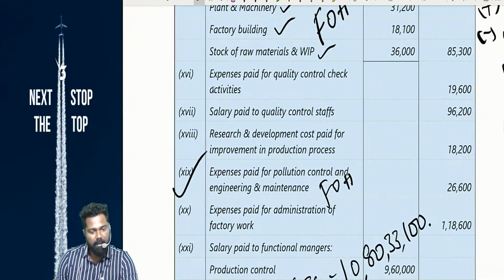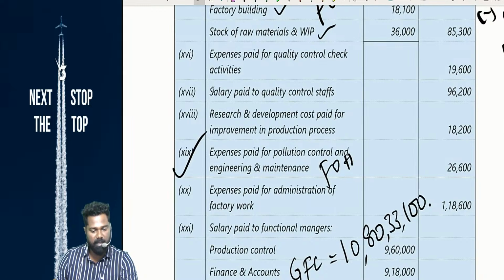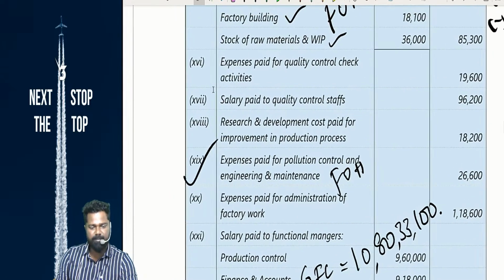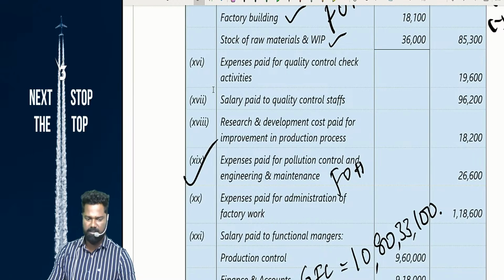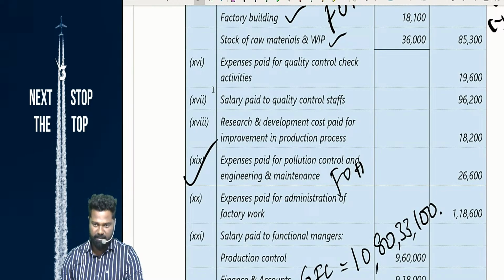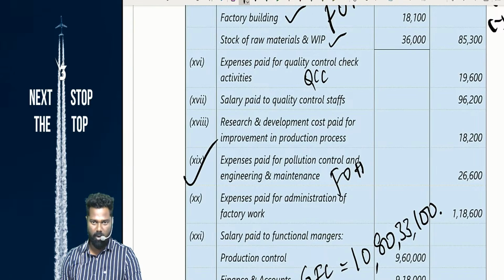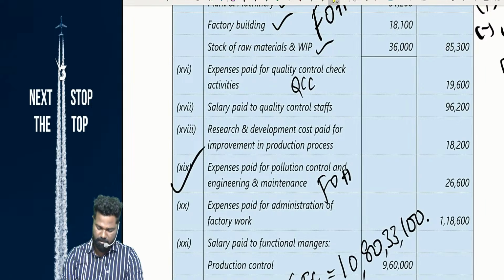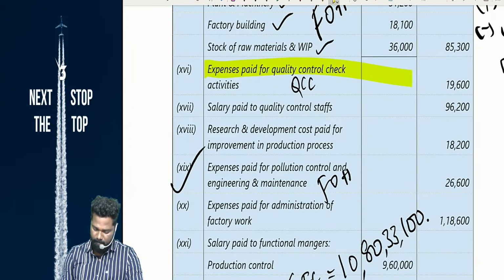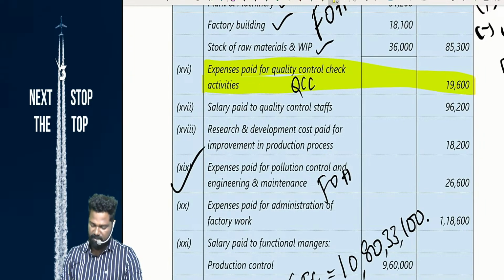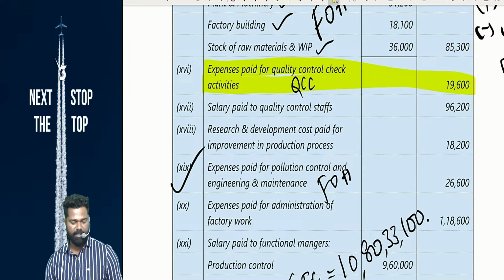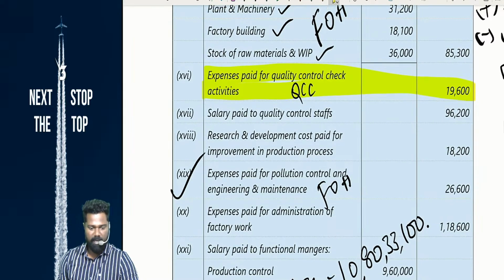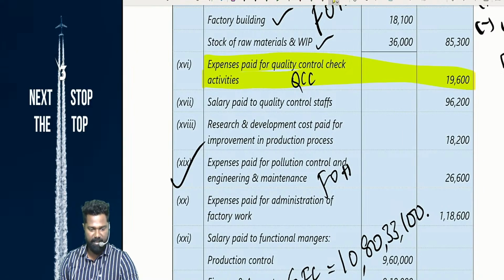Okay, and tell me. Last one, quality control. Come on. Expenses paid for quality control, will it come or not? Tell me where this comes after. What is quality control cost? How much is quality control cost? Tell me. 19,600. Quality control cost. Under quality control cost, I think two things will come, right?